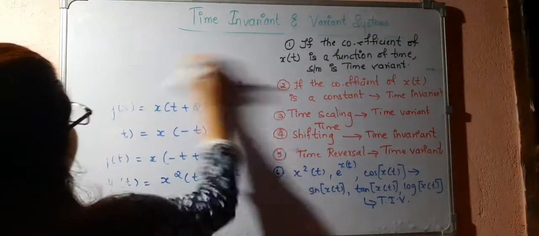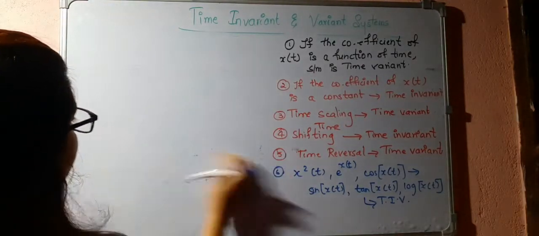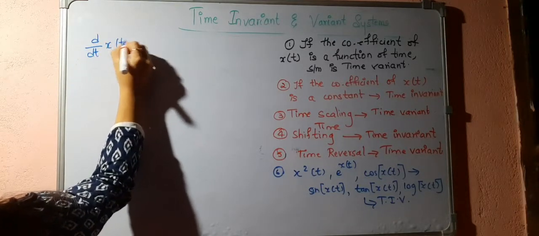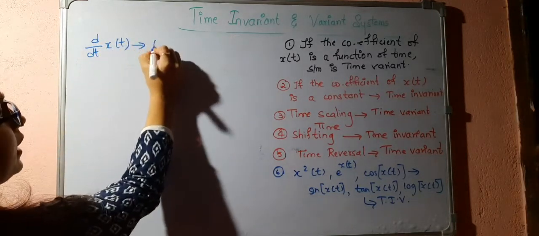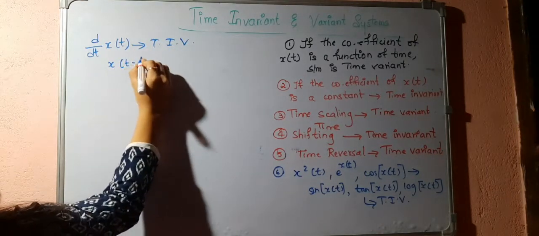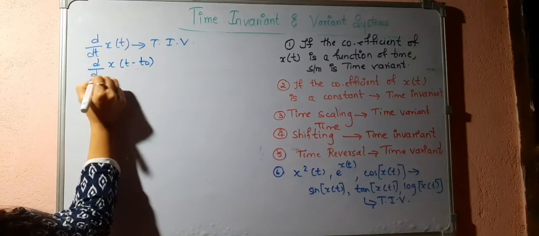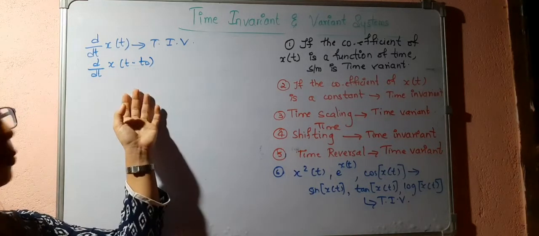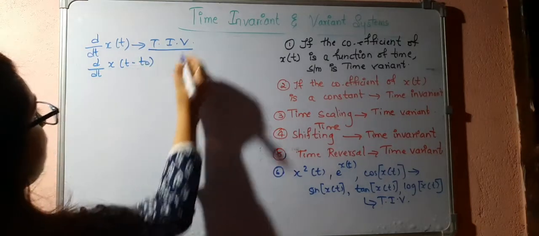Next, let us take the differentiator. So d by dt of x of t. So this is also a time invariant system, because see, if I am passing it through the delay, I will be getting d by dt of x of t minus t naught. So the same thing when the output is shifted. Okay, so it is time invariant.